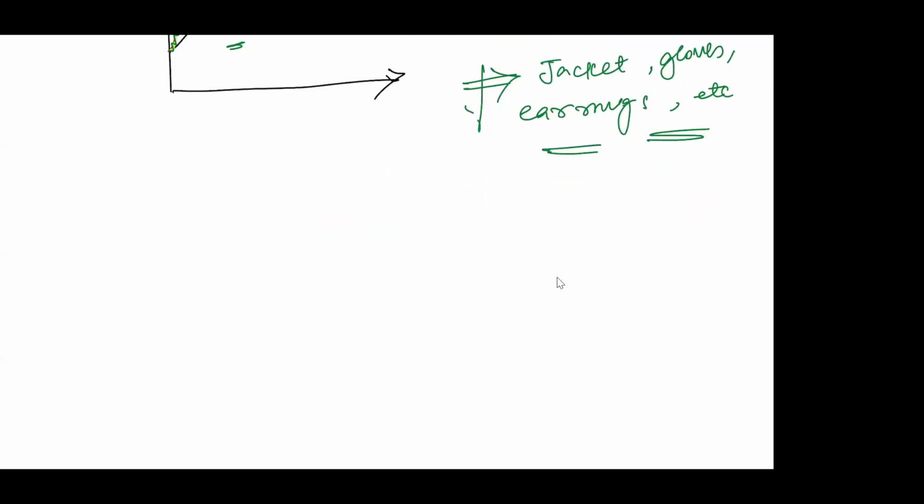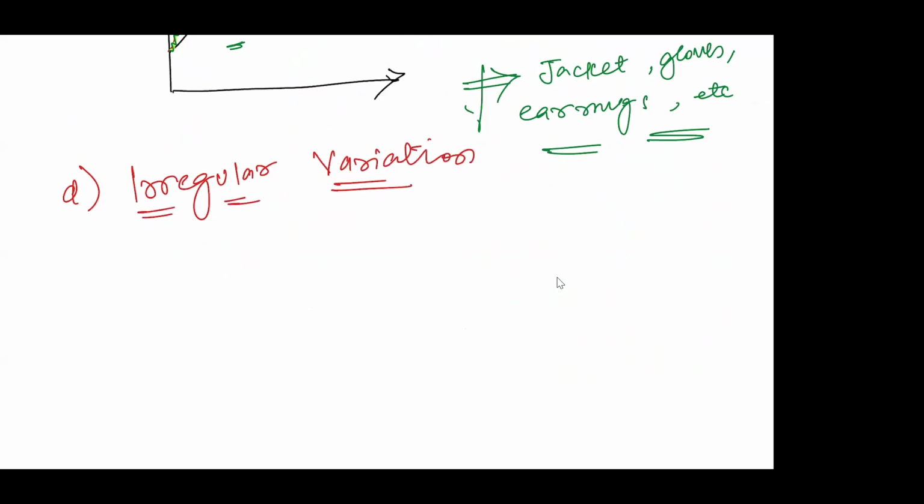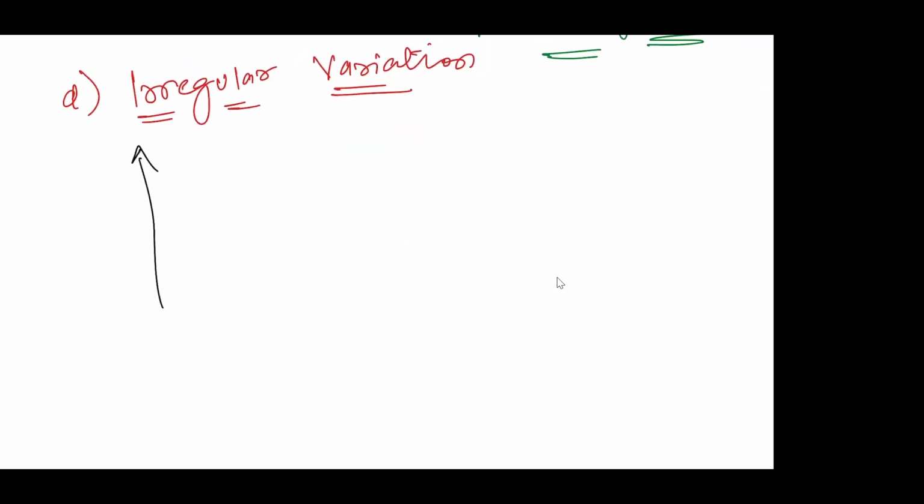And the last component is irregular variation or random variation. Sometimes some variations happen in the time series which you don't think of. So let's say COVID happened. That is an irregular variation in the time series. So we have a trend, then we have cyclical variation, and now I have added seasonality.